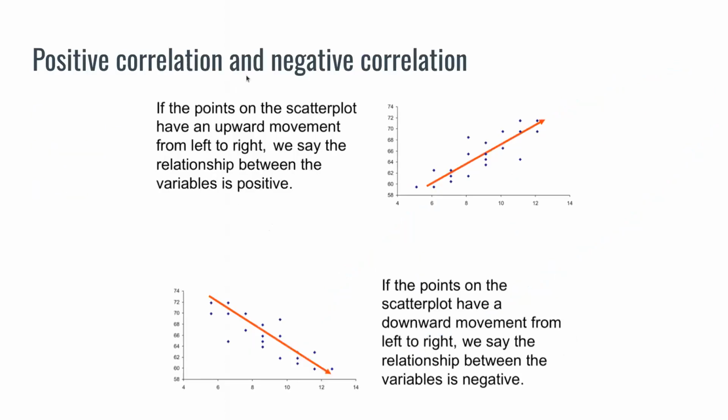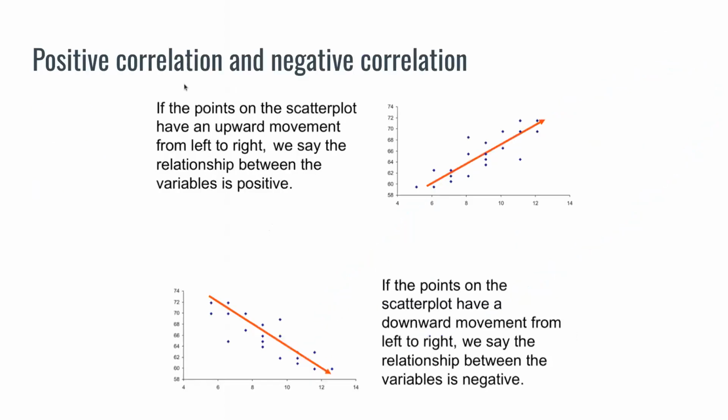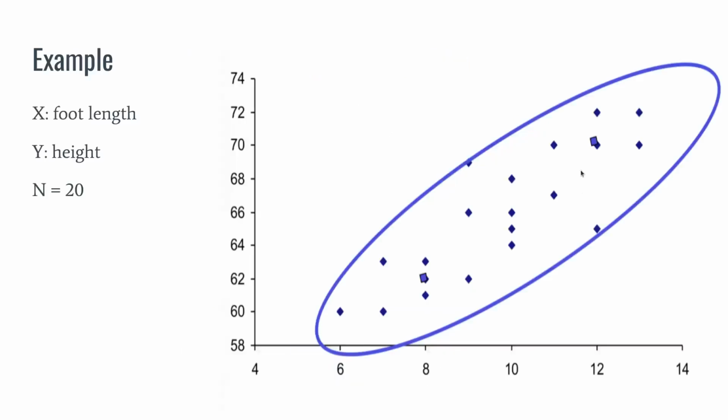So this pattern can be described in a couple of ways. We can say if the points on the scatter plot have an upward movement from left to right, then we can say the relationship between those two variables is positive. So for our example, we can say that there is a positive correlation between foot length and height.